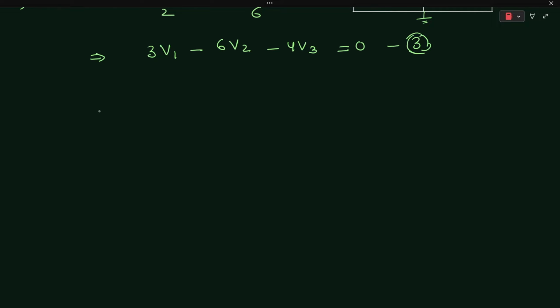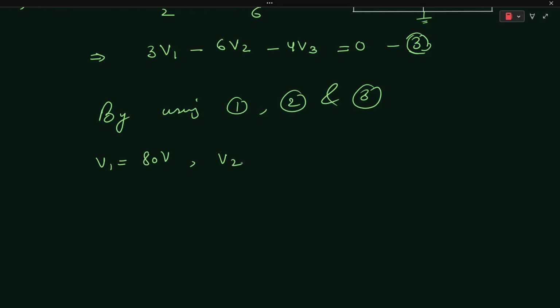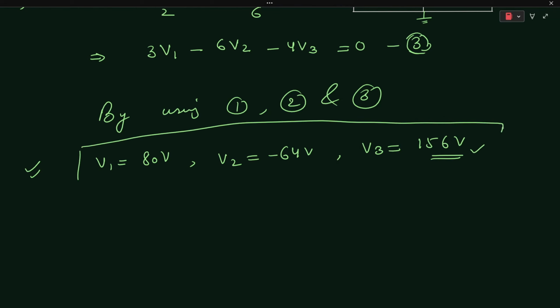By using the first, second and third equations, we can say that V1 will be equal to 80 volts, V2 will be equal to -64 volts and V3 will be equal to 156 volts. I hope it is clear how we are approaching these problems using nodal analysis.